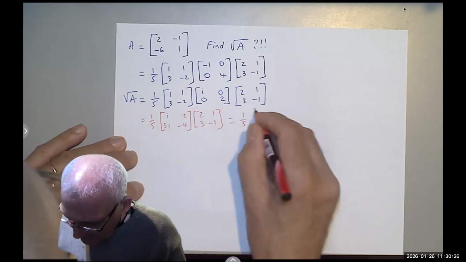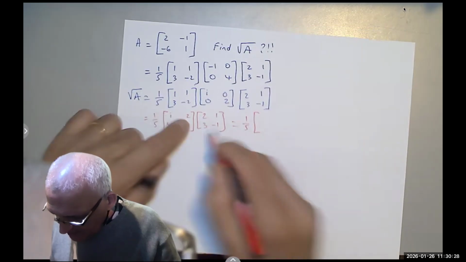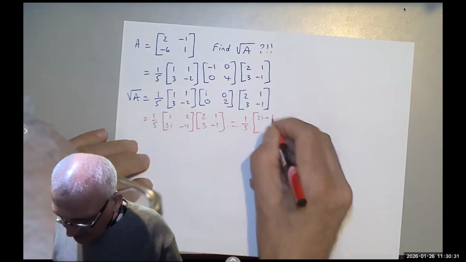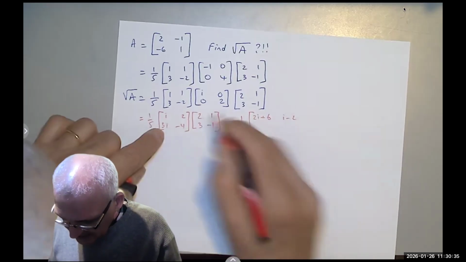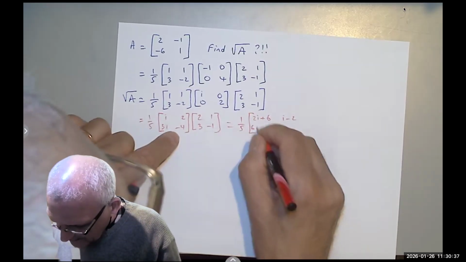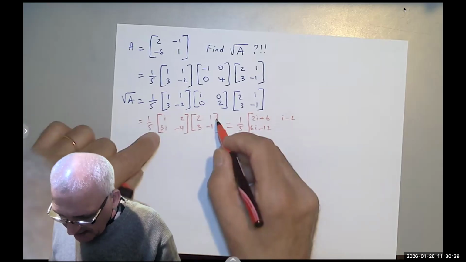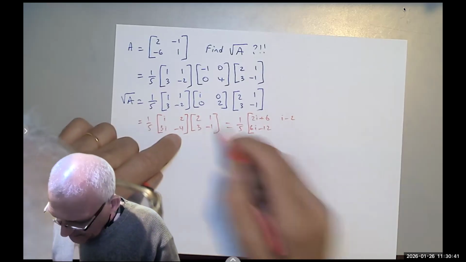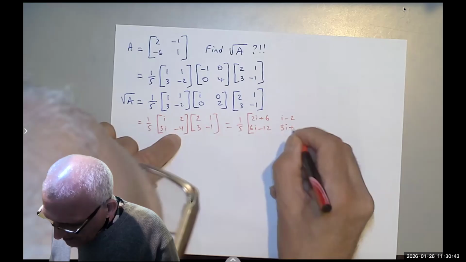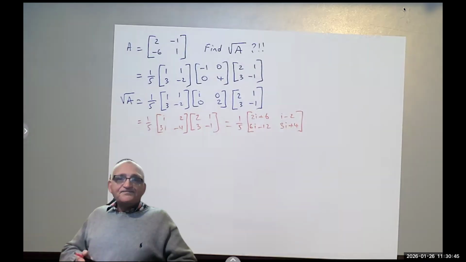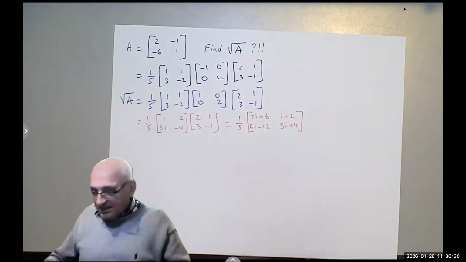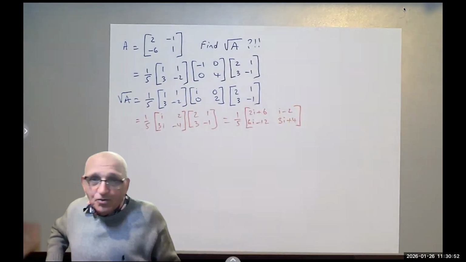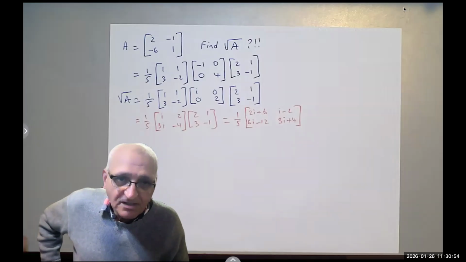equals 1/5, times 2i plus 6, i minus 2, 6i minus 12, and 3i plus 4. That's it. Here is the square root. And you can find anything, cube root, fourth root, whatever.